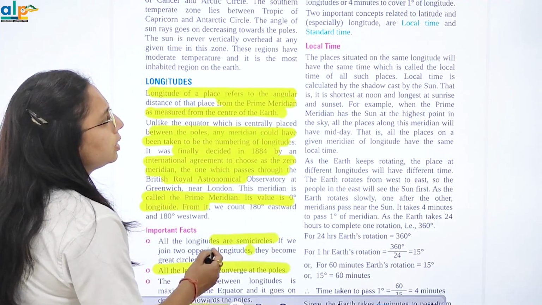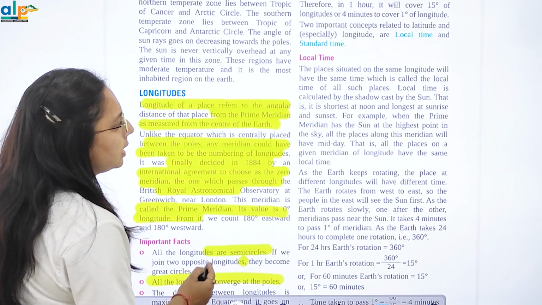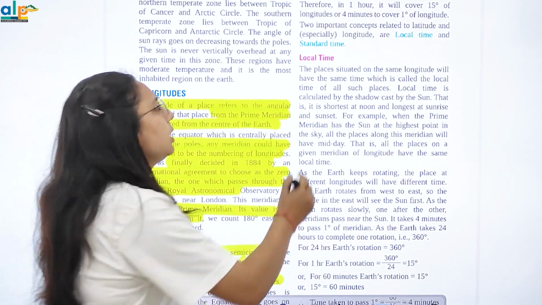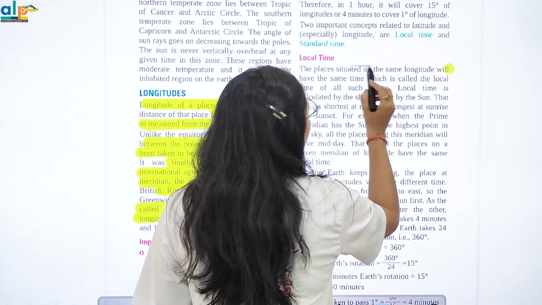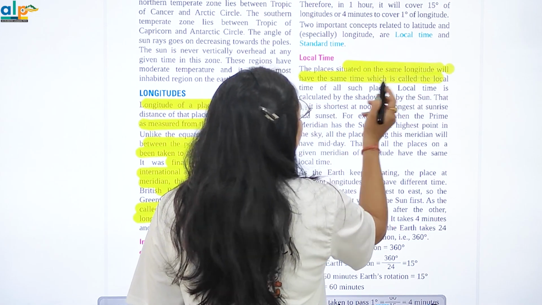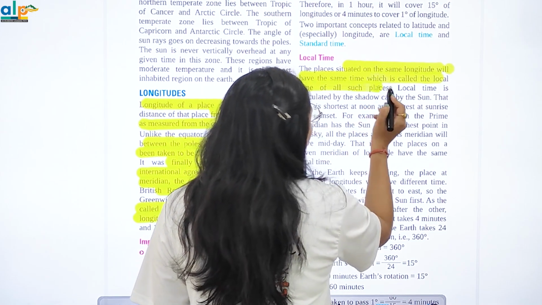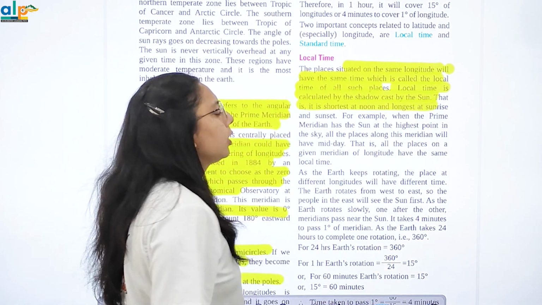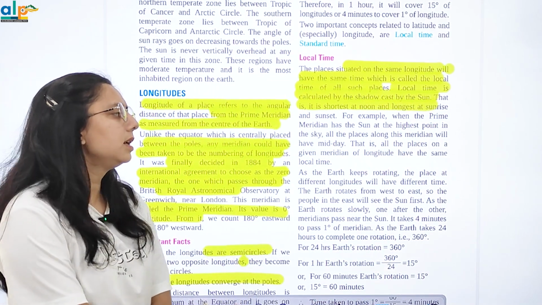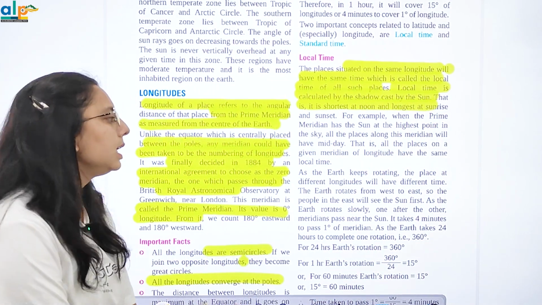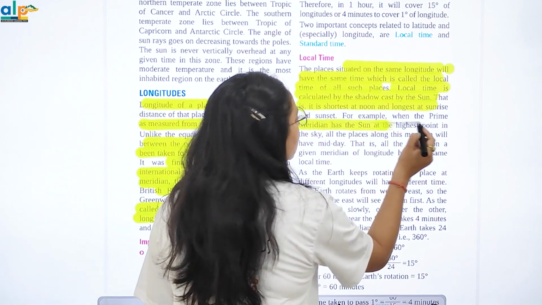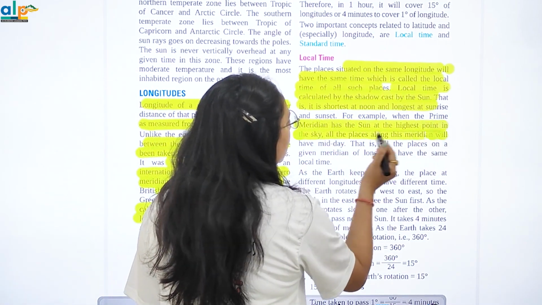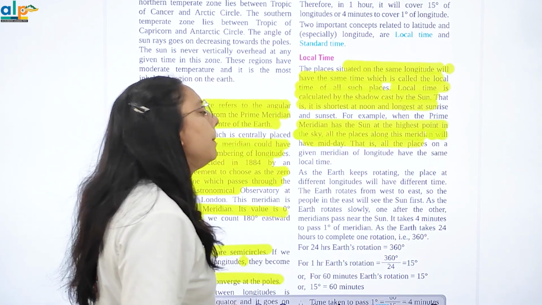Now let's study about the local time. So the places situated on the same longitude will have the same time, which is called the local time of such places. Local time is calculated by the shadow cast by the sun. It is the shortest at noon and longest at sunrise and sunset. And the meridian, it has the sun at the highest point in the sky, and all the places along the meridian will have midday.